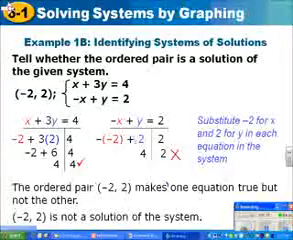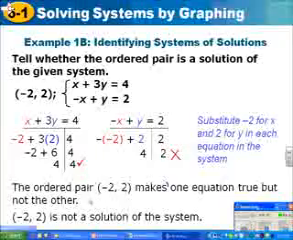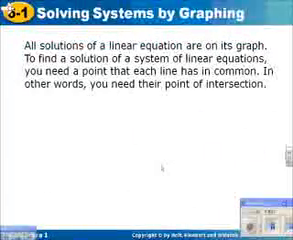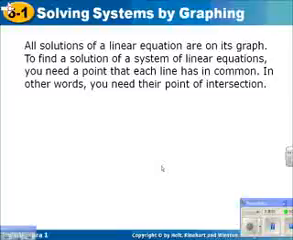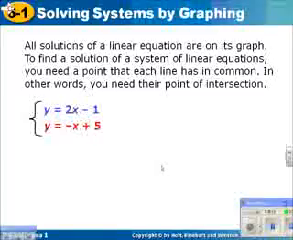So the ordered pair (-2, 2) made one equation true, but not the other. So if it doesn't work in both of them, then the ordered pair (-2, 2) is not a solution to the system. All solutions of a linear equation are on the graph of the line. So if you wanted to find a solution to a system of linear equations, you have to have a point that each line would have in common. So that point has to be on each line. So in other words, you need their point of intersection, where the two lines are going to cross.